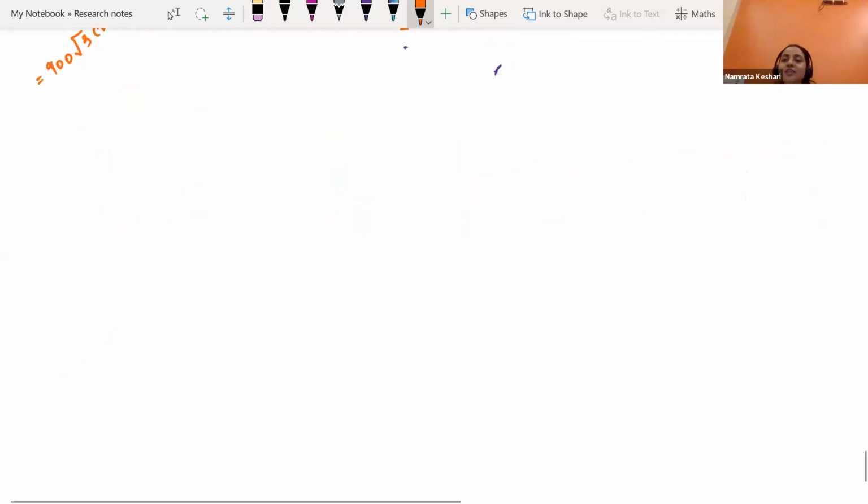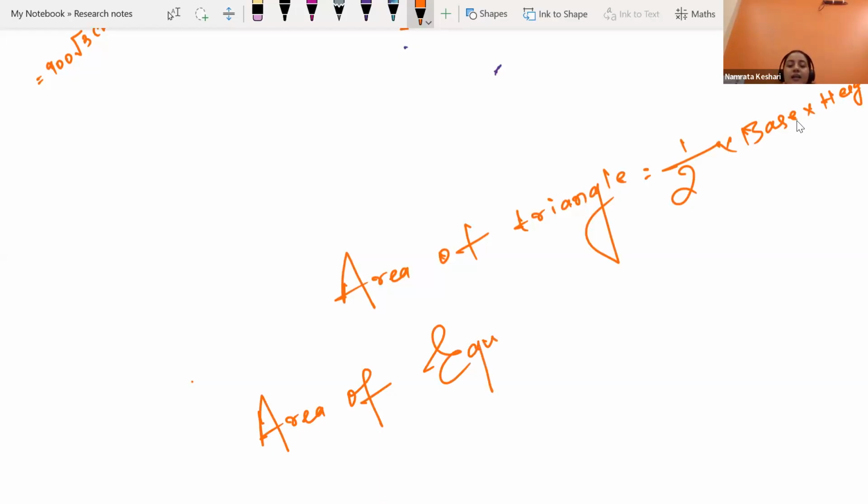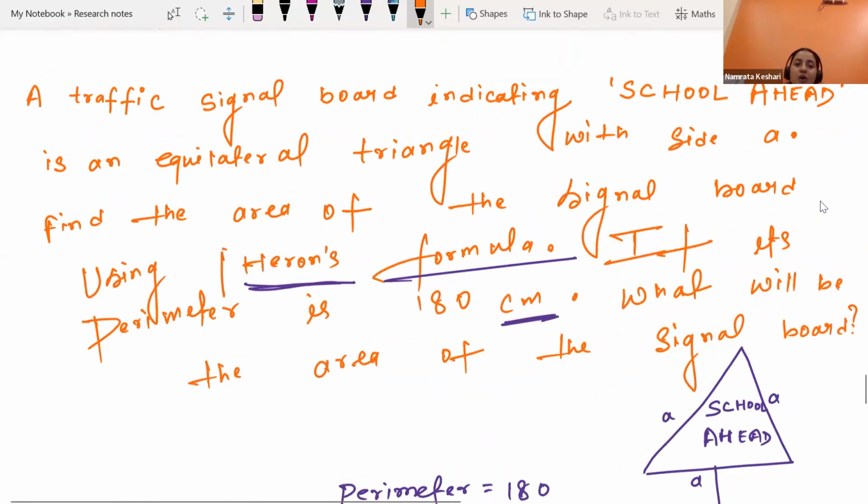There is a direct formula for an equilateral triangle. You know the area of any triangle is 1 by 2 into base into height, right? Now we are discussing a new formula, Heron's formula, which is applicable when we know the lengths of all the sides. So there is a specific formula for the area of an equilateral triangle, and that's why it is clearly written over here to use Heron's formula.